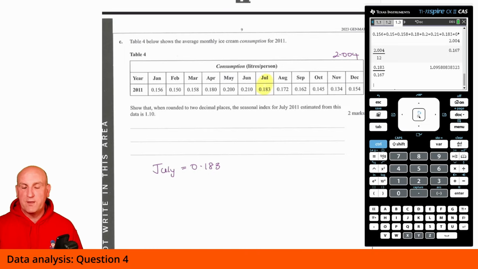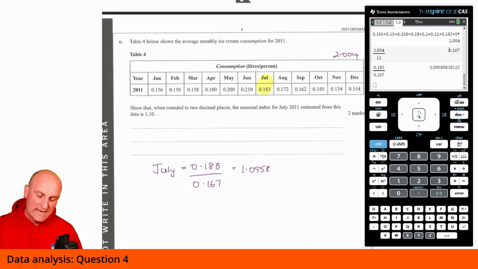What have I got to do? I've got to work out my average month. So I took my 2.004 and divided it by 12. And that gave me my average month as 0.167. So I now know that my average is 0.167. And when I divide those together, I get 1.0958, which rounds to 1.10 to 2 decimal places.